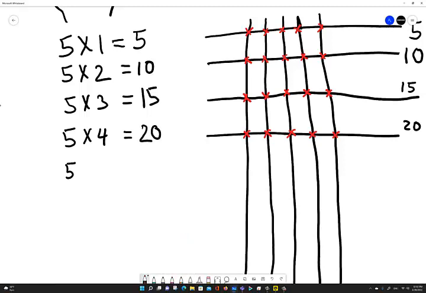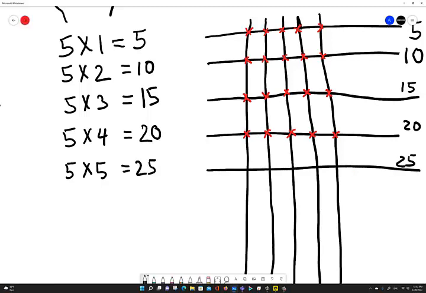What is 5 times 5? 25. 25 is right. This is 21, 22, 23, 24, 25. That's excellent, sweetheart. And let's multiply 5 times 6. What is 5 times 6 at the top of your head?